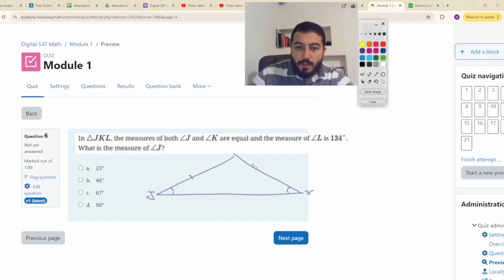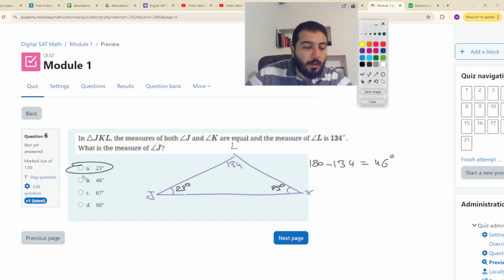This side is equal to this side. And he said that angle L is 134. The sum of the measurements of all the angles inside the triangle is 180. So 180 minus 134 leaves us with 46 degrees for both of those angles. So divide by 2, that one is 23 degrees and this one is 23 degrees. Let me know if you understand.